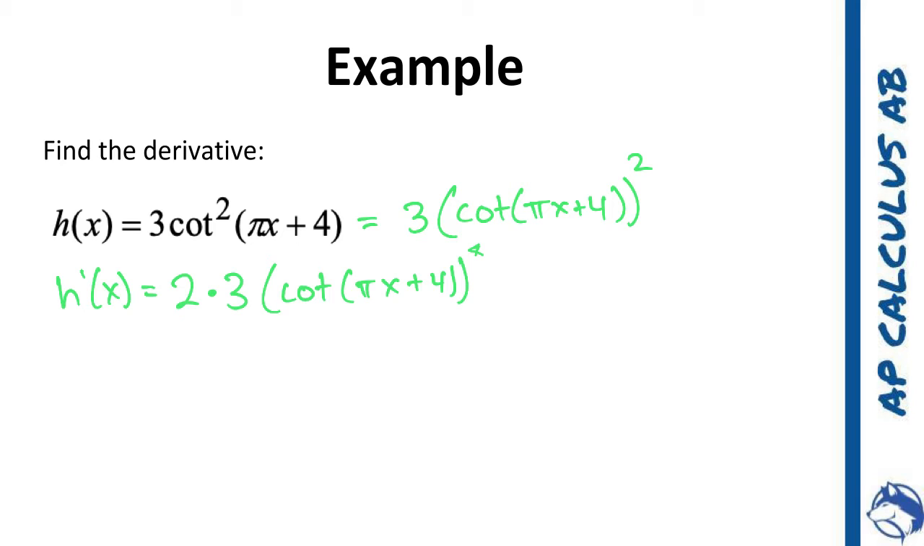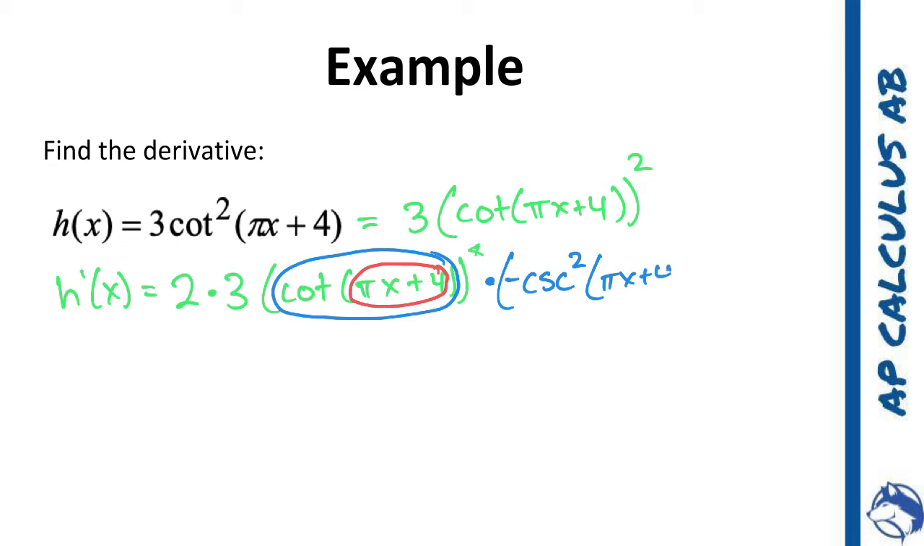So then I actually have two babies in here, so I've got my baby of the cotangent, and then I've got my baby of the pi x plus 4. So I'm going to do my bigger baby first. So the derivative of the cotangent is negative cosecant squared of my pi x plus 4. And then I need to multiply this by, again, my other little baby. So multiplying by this red piece, which is just pi.